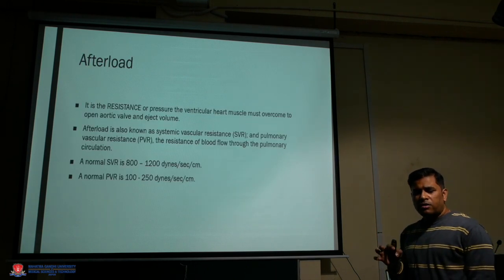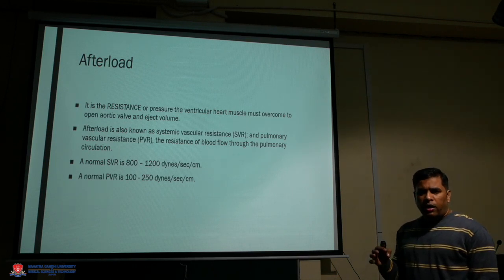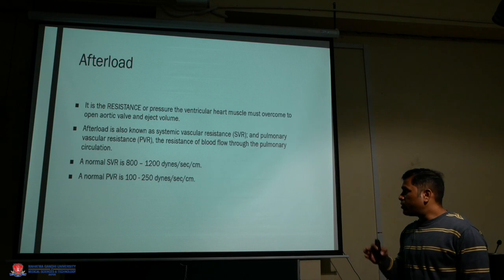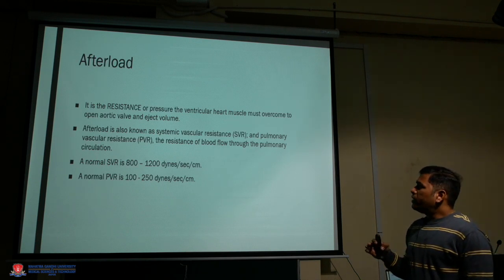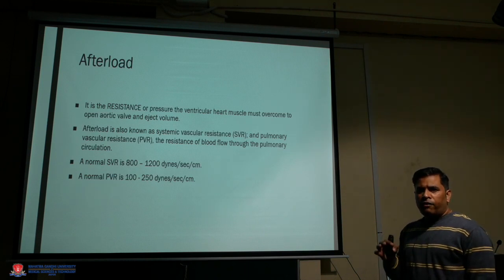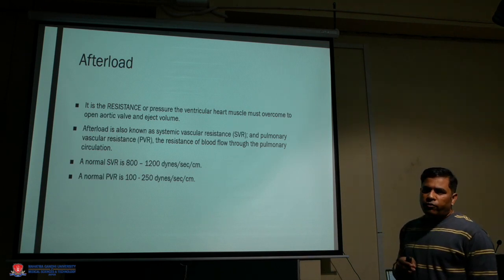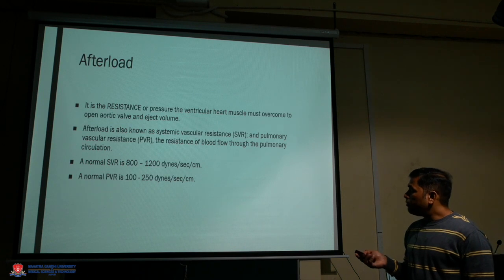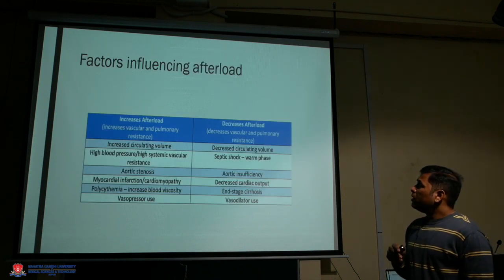Afterload is the resistance against which the left ventricle has to contract and deliver the stroke volume in the systemic circulation. The normal range of SVR is around 800 to 1200, and if we talk about the right side of the heart, the RV contracts against the pulmonary vascular resistance. For this PVR, the normal range is 100 to 250 dyne per second per centimeter to the power of minus 5. There are so many factors that also affect the afterload.